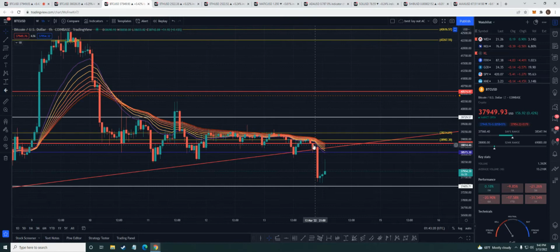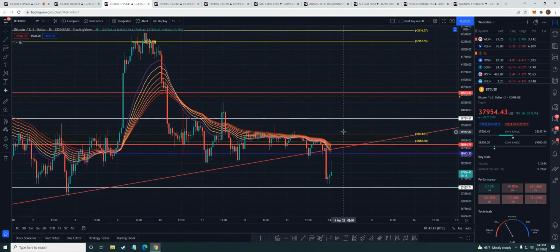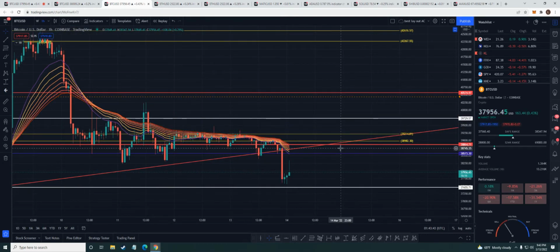Well, you can see where we got rejected here. Now we just want to get back above that, and currently that's around the 38,500 area. If we can get some kind of, let's say, 6 hour or 4 hour above that area, then maybe we could push back up to this 39,200 area. That would be the area I'd look for. And then maybe if we have a good day tomorrow, we can get back up to this 40.